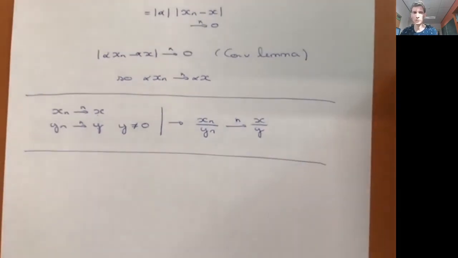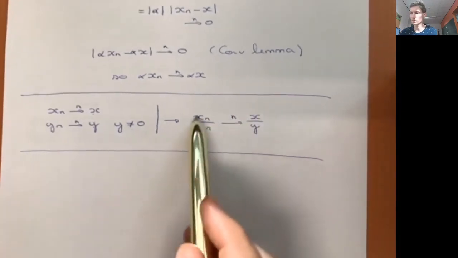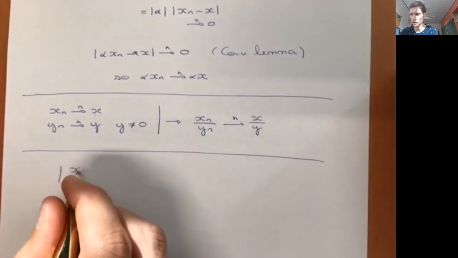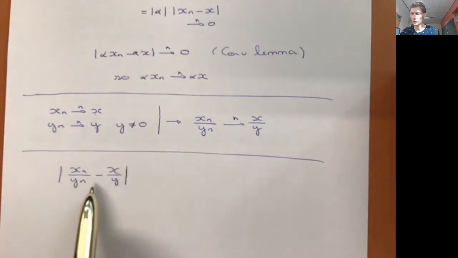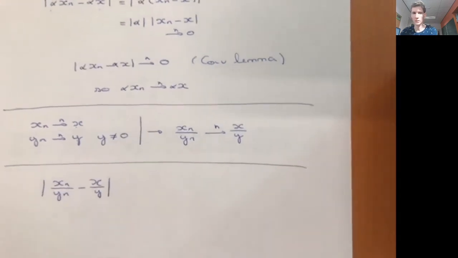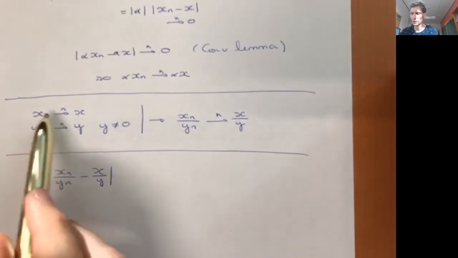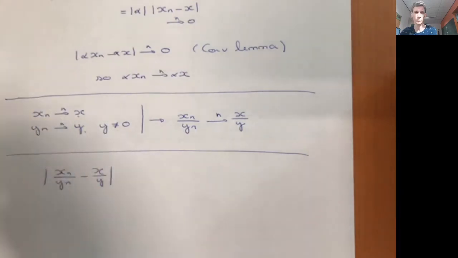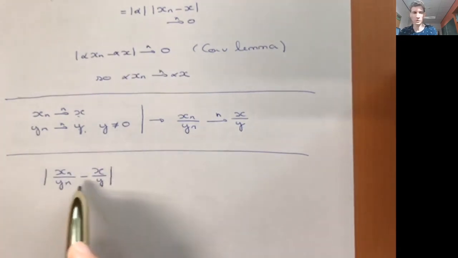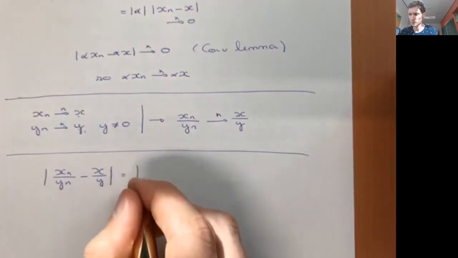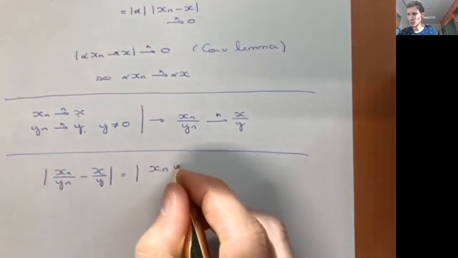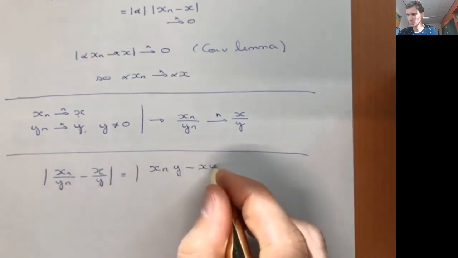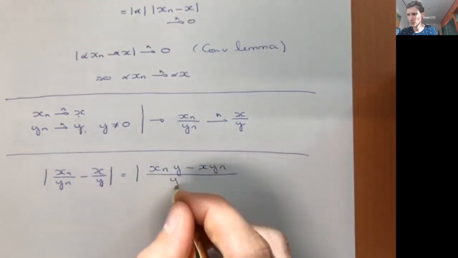Again, we're going to use the convergence lemma. In order to show this, we would like to show that the sequence xn over yn minus x over y converges to 0. First, in order to get this in terms of xn minus x and yn minus y, the sequences that we know converge, we can put this on a common denominator. In the numerator we get xn y minus x yn, and you divide this by yn y.